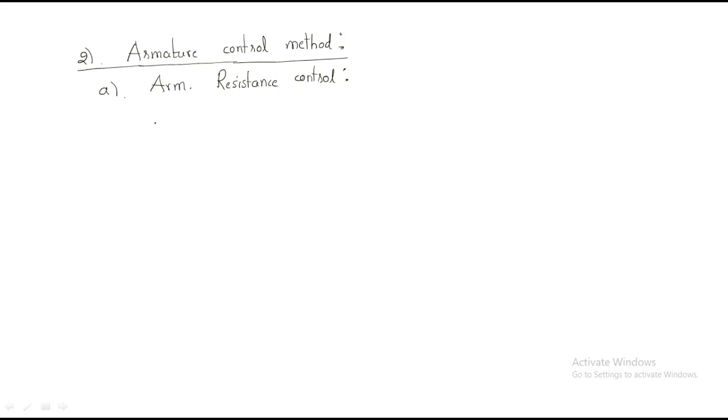So we have to control from the armature side. Armature control method. So from this armature side, how is it possible to control? The first method is armature resistance control. By controlling the armature resistance, we can vary the speed. How can we vary the speed?